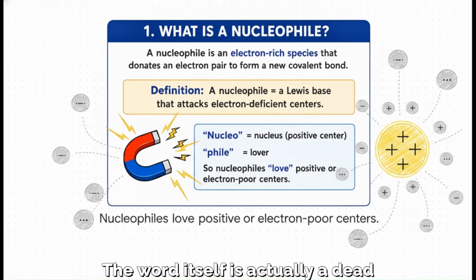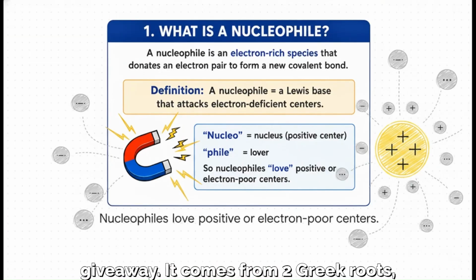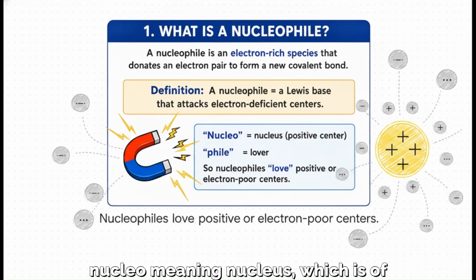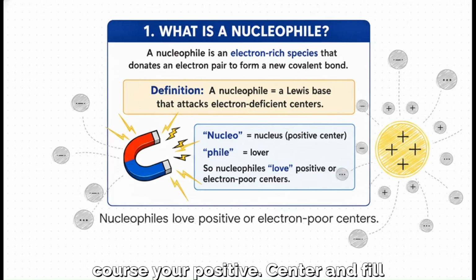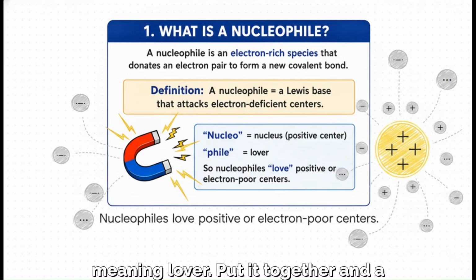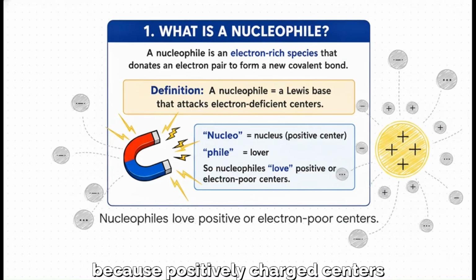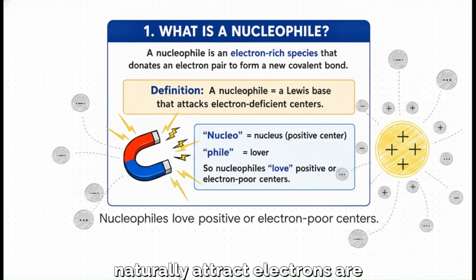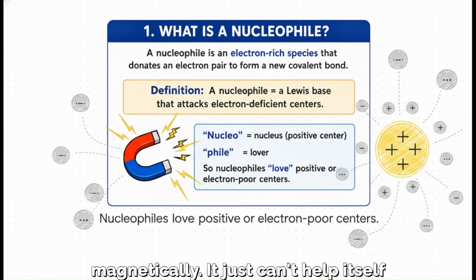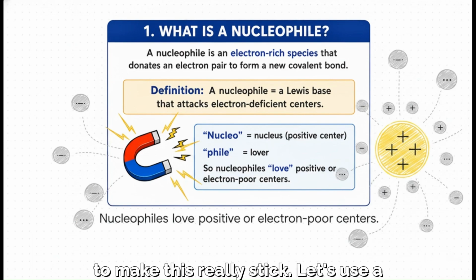Think of it like a powerful magnet. The word itself is actually a dead giveaway. It comes from two Greek roots, nucleo, meaning nucleus, which is of course your positive center, and phil, meaning lover. Put it together, and a nucleophile is literally a nucleus lover. Because positively charged centers naturally attract electrons, our nucleophile is drawn to them magnetically. It just can't help itself.